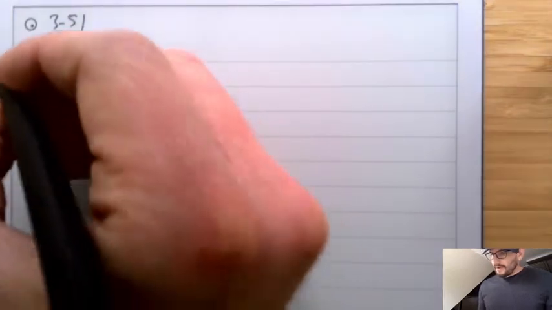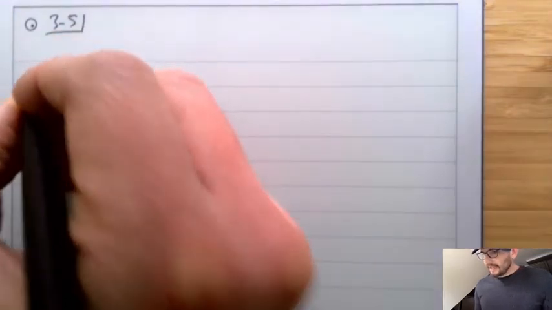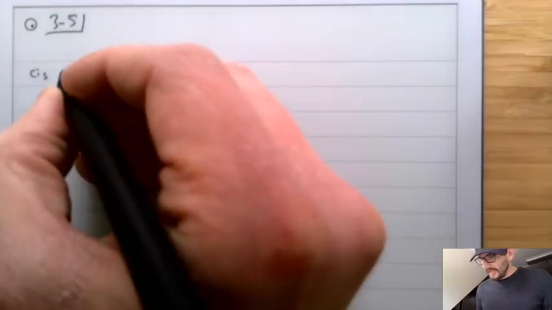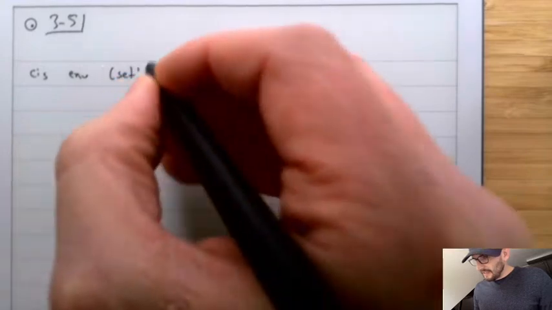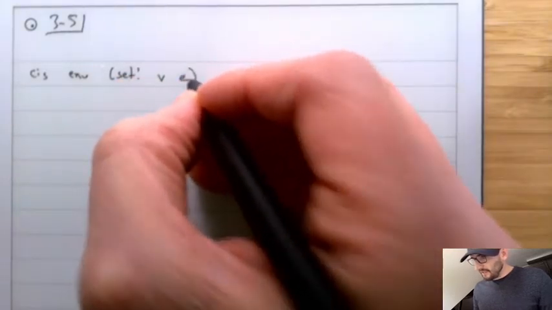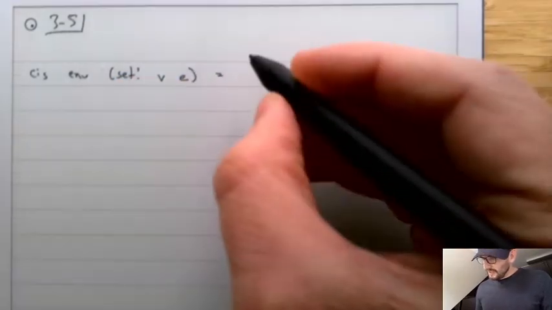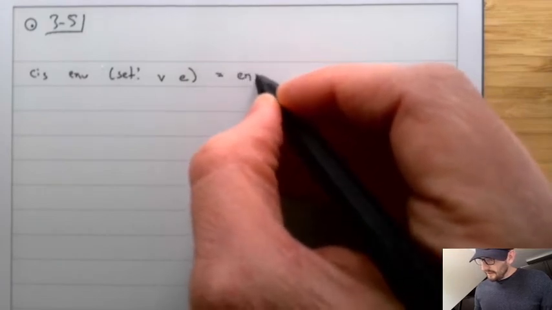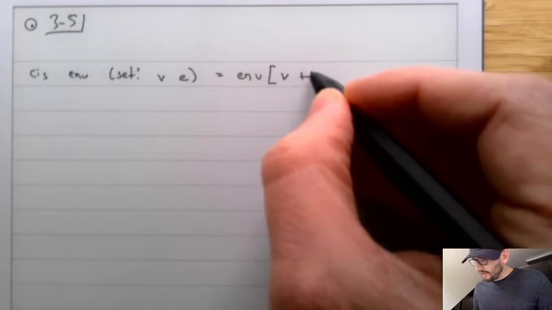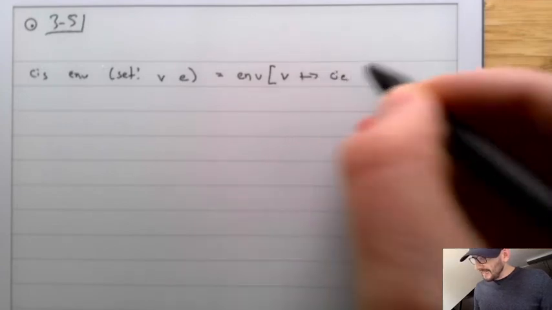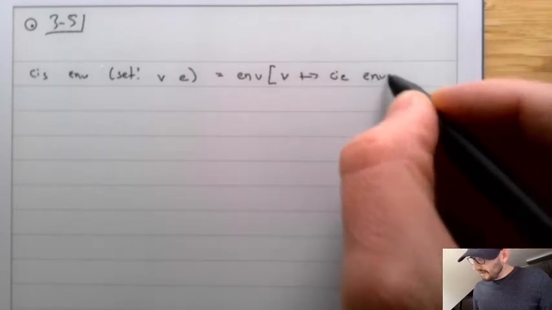3.5. Now CIS is going to take a statement, and there's only one kind of statement, so it gets an environment and a set of some variable in some expression. And what it's going to equal is the old environment with the new mapping that goes from the variable to CIE of the environment and e.